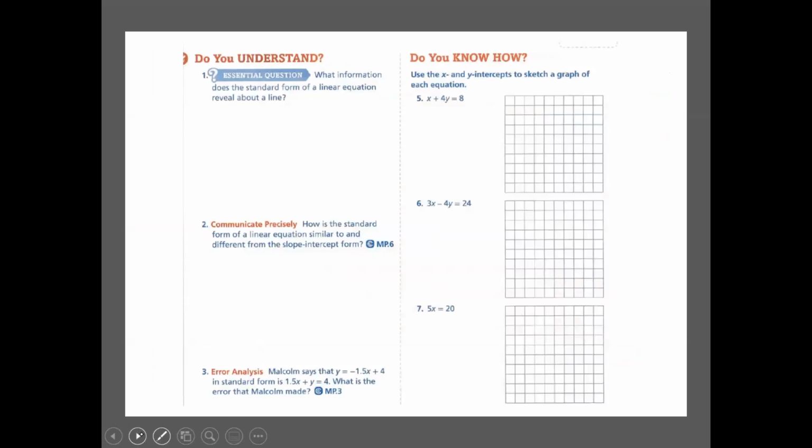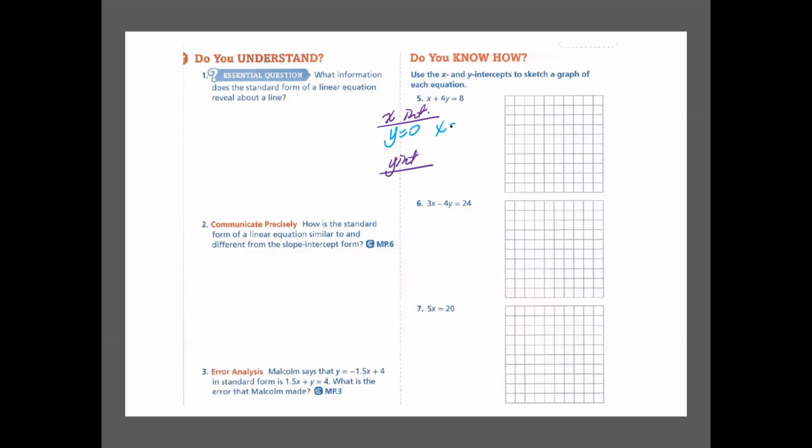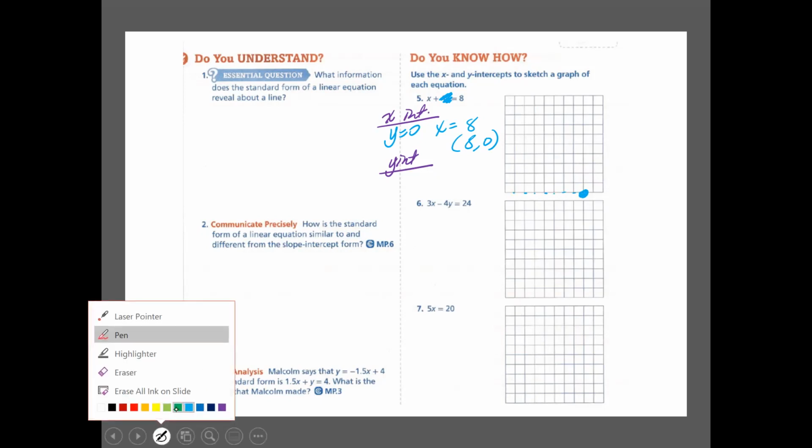Okay, let's go ahead and practice a little bit more with 5, 6, and 7. With number 5, it is in standard form, so you need to find the x-intercept and also the y-intercept. With the x-intercept, you're going to set y equal to 0. What is x? Just cross out the y. X is equal to 8. So my first point is 8, 0. If I were to graph this, I'm going to start off right here: 1, 2, 3, 4, 5, 6, 7, 8. There's my first point.